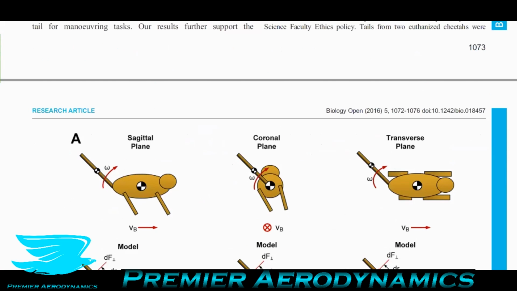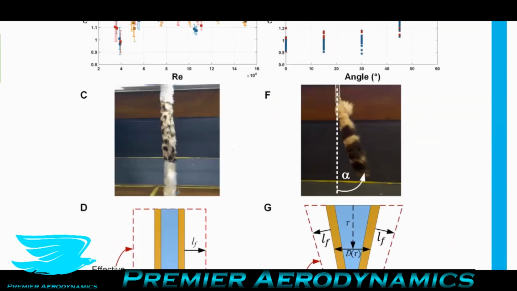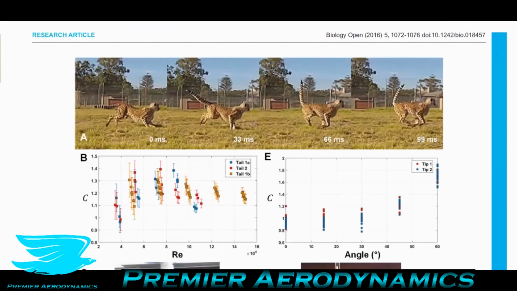So that's the end of this podcast. It was a bit of a short one, but I found this really amazing that the cheetah tail has such an effect on aerodynamics. You never think about that, but considering how fast it moves, it makes sense.